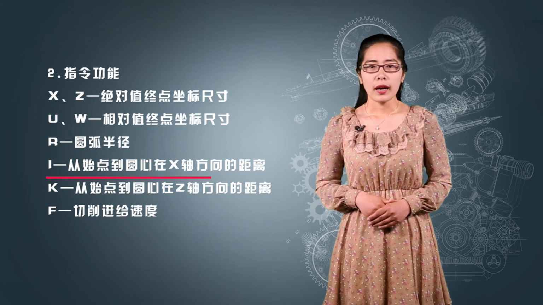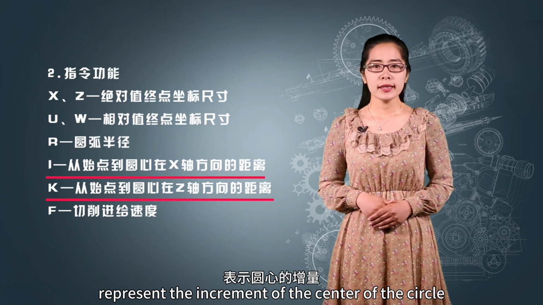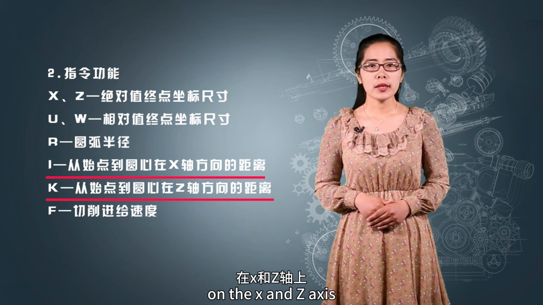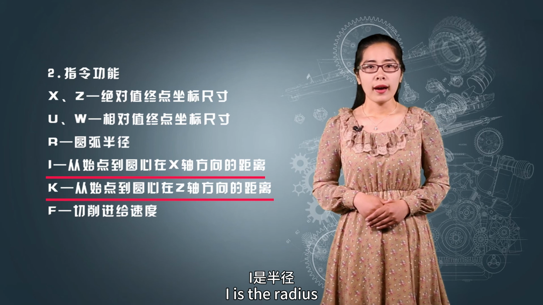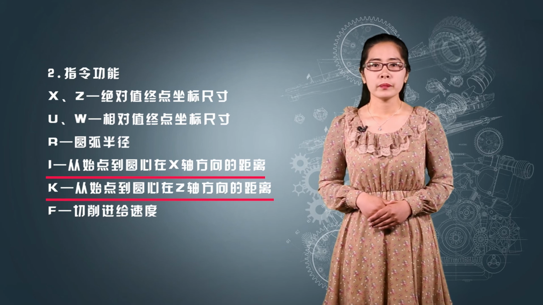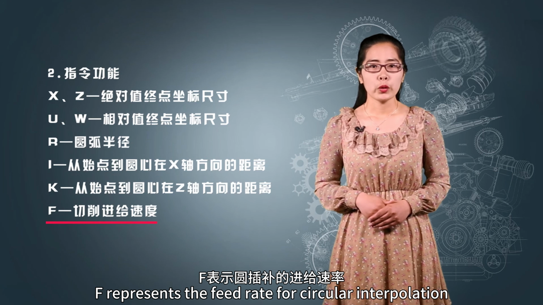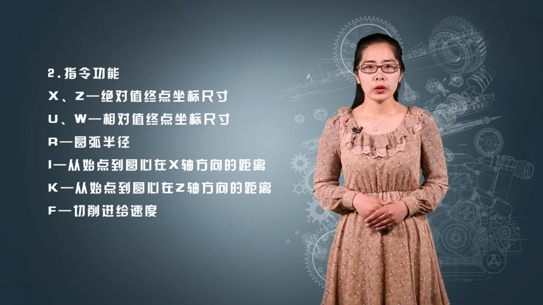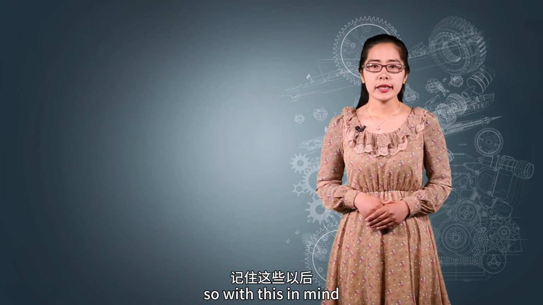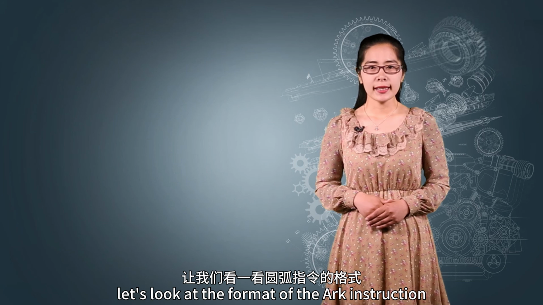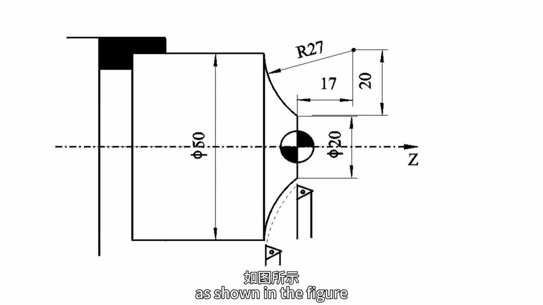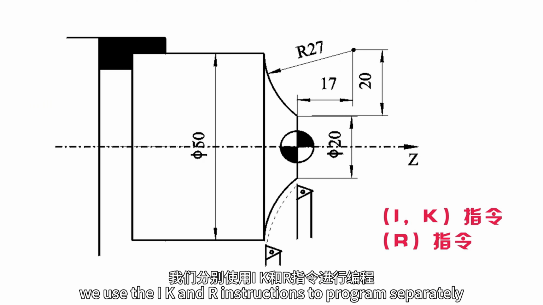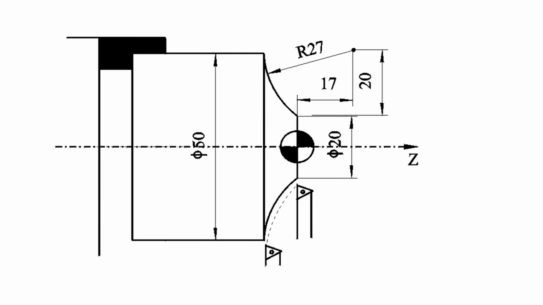I and K represent the increment of the center of the circle on the X and Z axes with respect to the starting point of the arc. I is the radius. F represents the feed rate for circular interpolation. So with this in mind, let's look at the format of the arc instruction through small examples. As shown in the figure, we use the I, K, and R instructions to program separately.